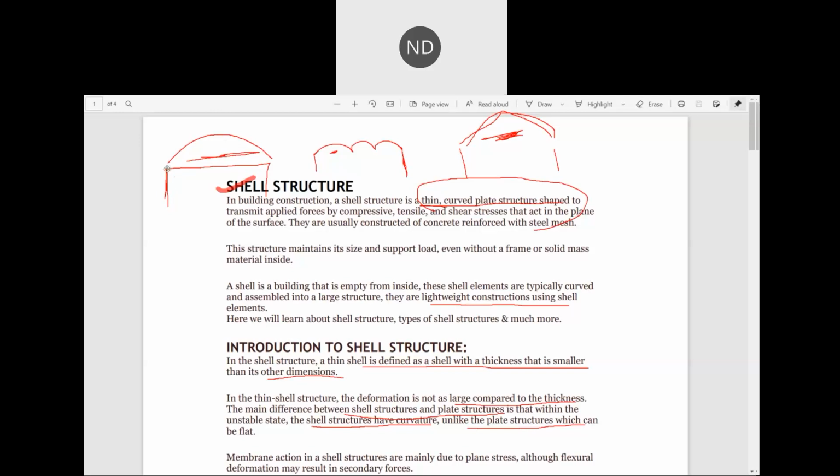This curve, they have this curve, but in your other plate structure, what happens? This upper surface is your flat, which is your plate structure. But these are your shell structures, which have a curvature. Always they will have some kind of curvature in them. The shell structure will have semi curvature, full cylindrical curvature, or it may be completely cylindrical. So those are called your shell structures.